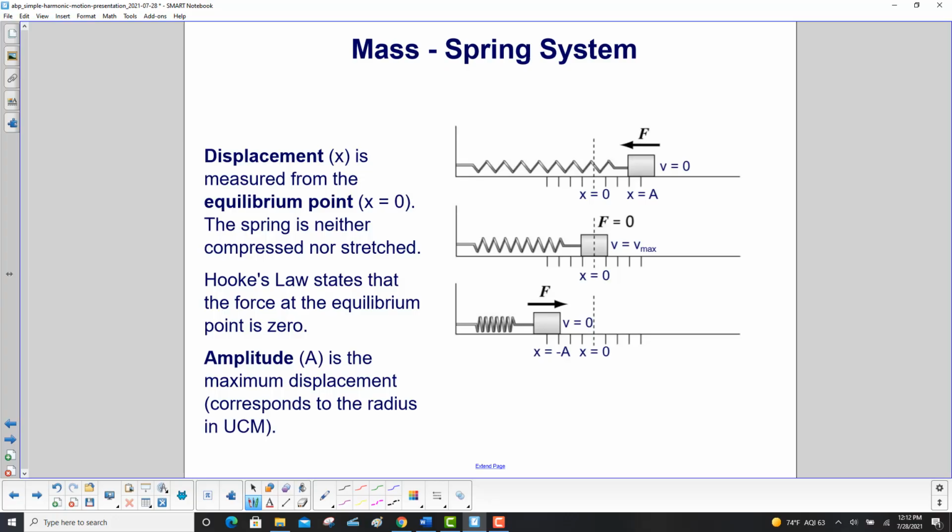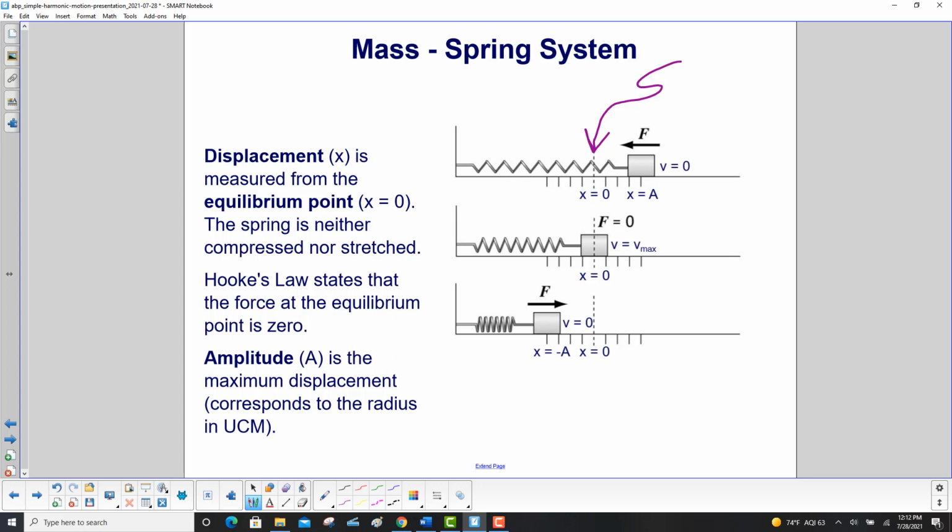Displacement, x, is measured from the equilibrium point. Right there. That's where x is equal to 0. The spring is neither compressed nor stretched. Hooke's law states that the force at that equilibrium point is 0, right? Because F is equal to minus kx, x is 0, force is 0.